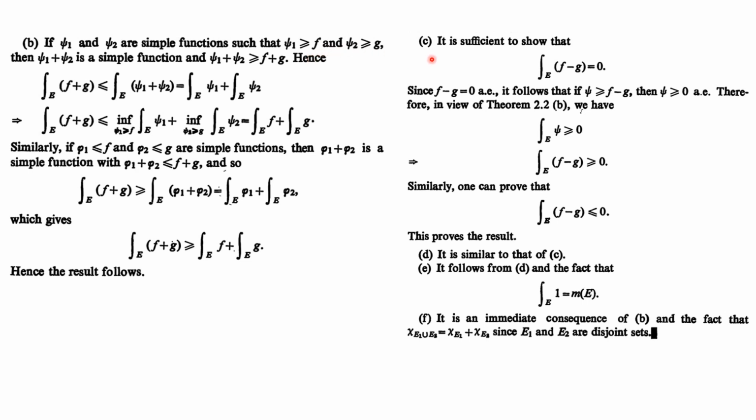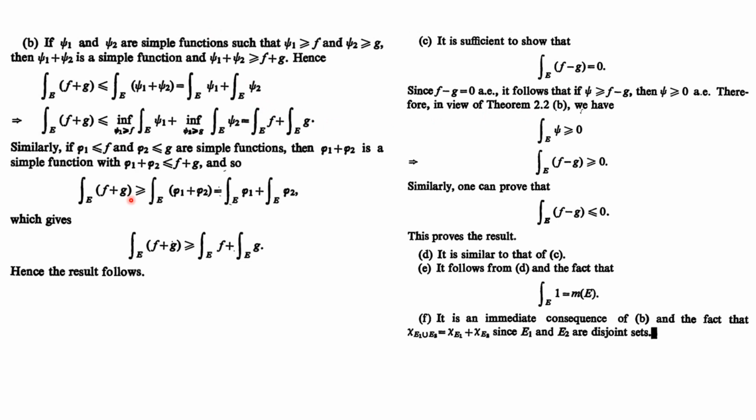Now the C part says if f is equal to g almost everywhere, which means f minus g is 0 almost everywhere, we have to show that the integral of f is equal to the integral of g over E. Meaning the integral of f minus g is 0. We want to show this.